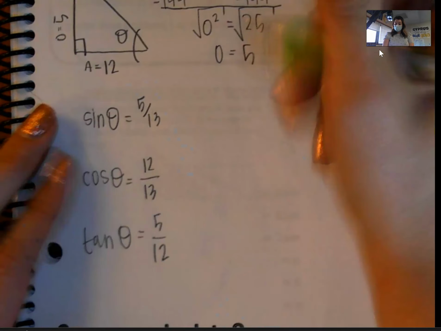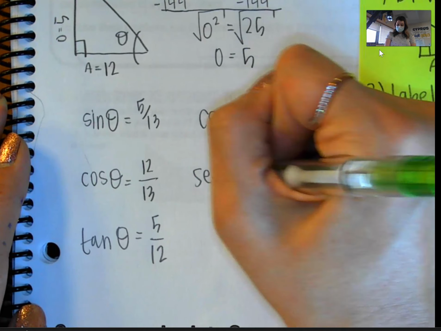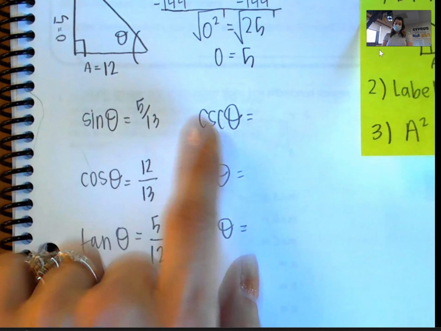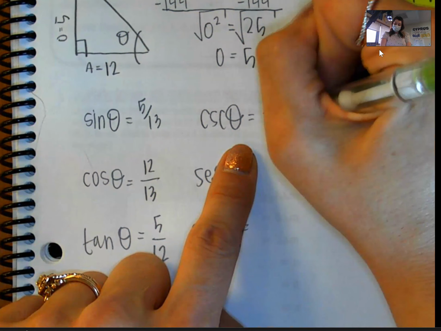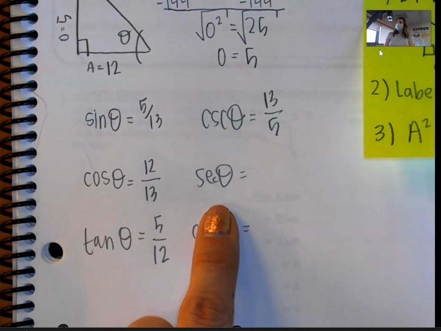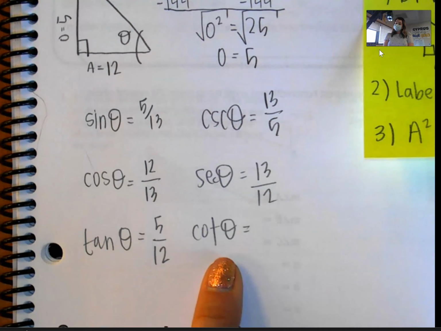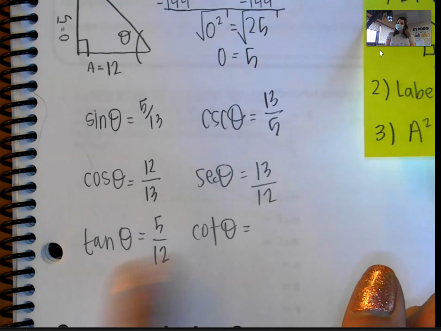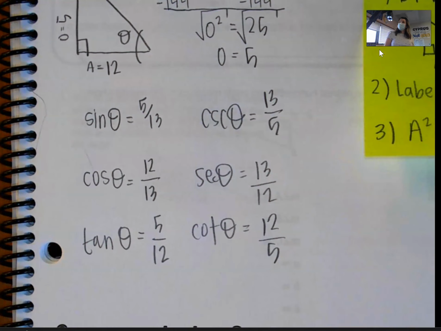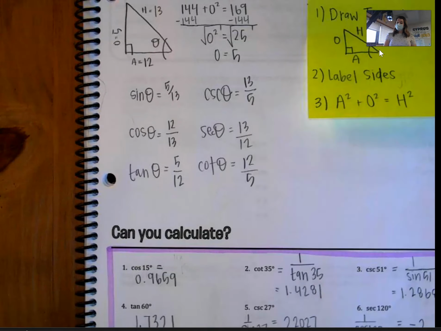And now right next to it, I do cosecant theta, secant theta, cotangent theta. Cosecant, I flip, 13 over 5. Secant, they already gave us. It was the setup to this problem. It's 13 over 12. Cotangent, I just flip tangent, so 12 over 5. And now I have all of the trigonometric functions. You're feeling okay? Yes, no?